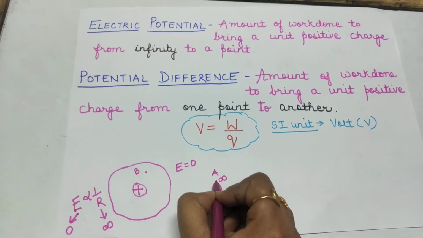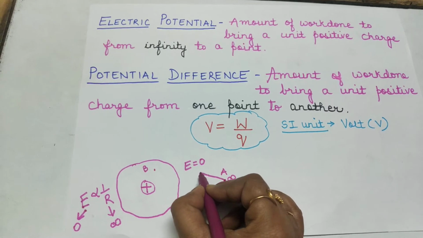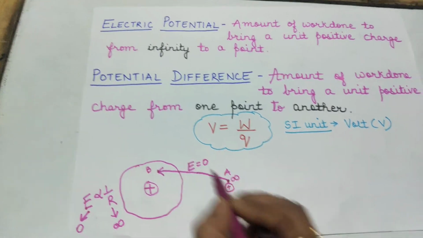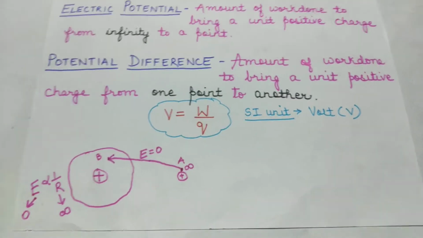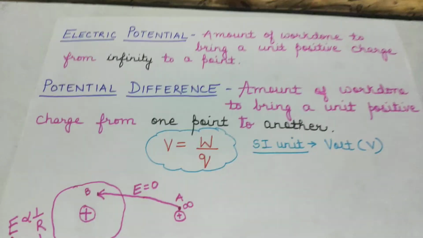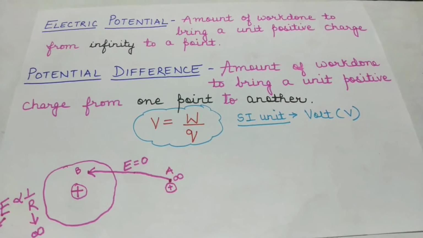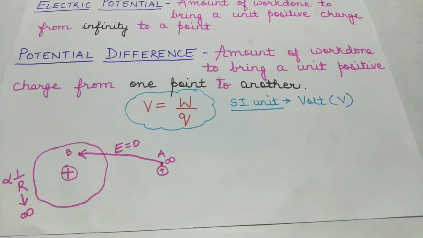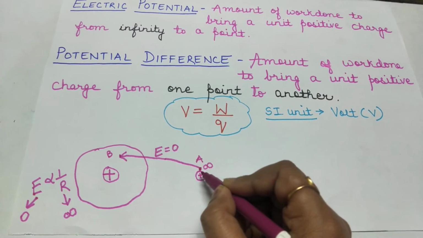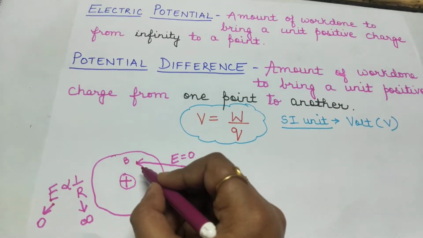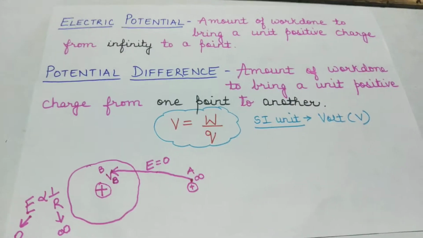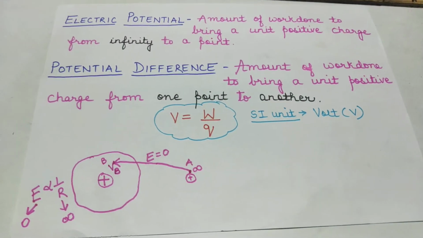Now, this is positive, they will repel each other. So, if I want to take this positive charge from point A to point B, then obviously I have to do some work, because they both are repelling each other. When I do some work, you have studied in class 9th that if you are doing some work on any body, some potential energy is stored in that body. Similarly, when I do some work in bringing this unit positive test charge from infinity to this point B, some potential energy will be stored at point B, which is called the electric potential of point B.